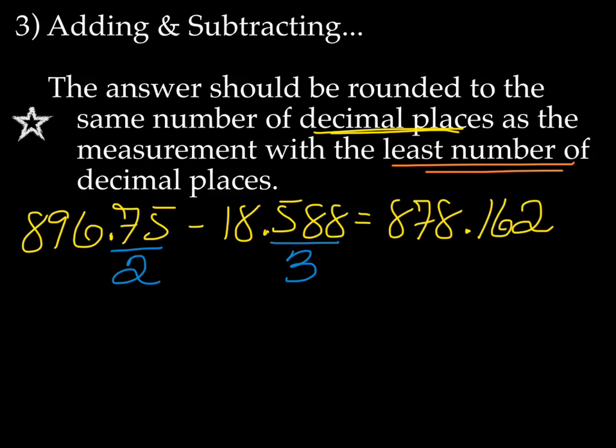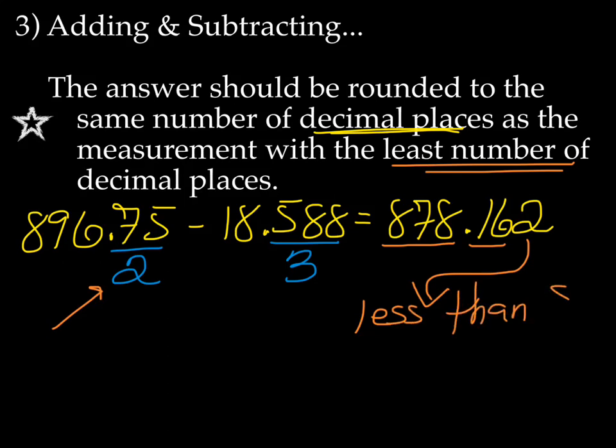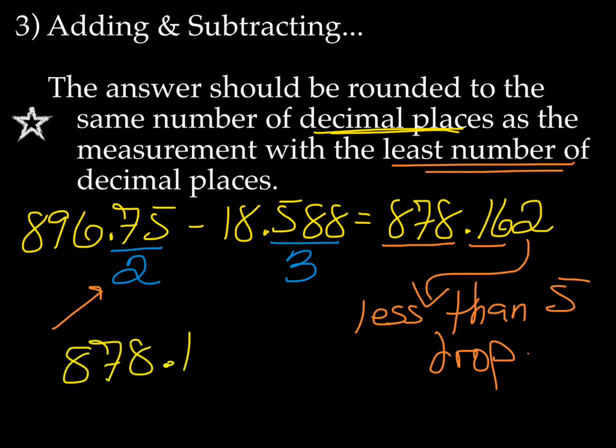So how many digits after the decimal should our answer have? It should have 2, because the answer should be rounded to the same number of decimal places as the measurement with the least number of decimal places, which means we're going to keep the 878 before the decimal and then the 1 and 6 after the decimal. So we need to figure out what to do with the 2, how to round. Our 2 is less than 5. So what do we do with a number that's less than 5? We drop. Okay. So our final answer is going to be 878.16.